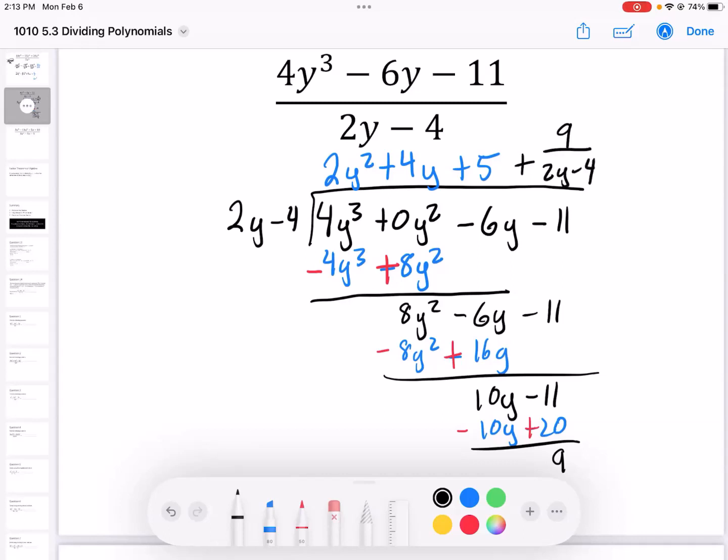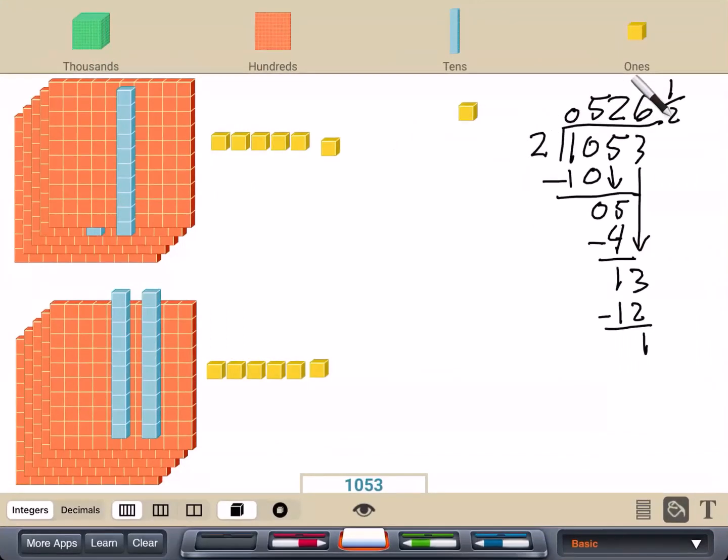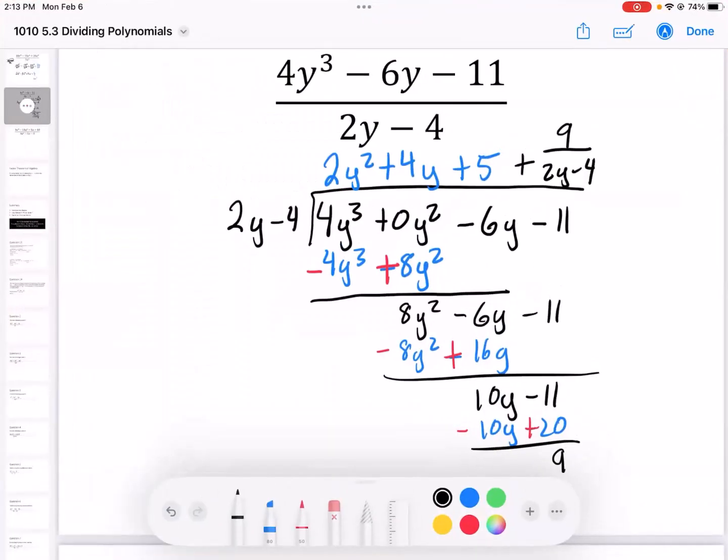This is like what we did with the whole numbers, where we had a remainder of 1 and wrote it as 1 divided by 2, because I took that one remaining block and cut it into 2 pieces. It's basically the same idea here, except my remainder is 9, and the thing I was dividing by was 2y minus 4. And so this would be my answer.